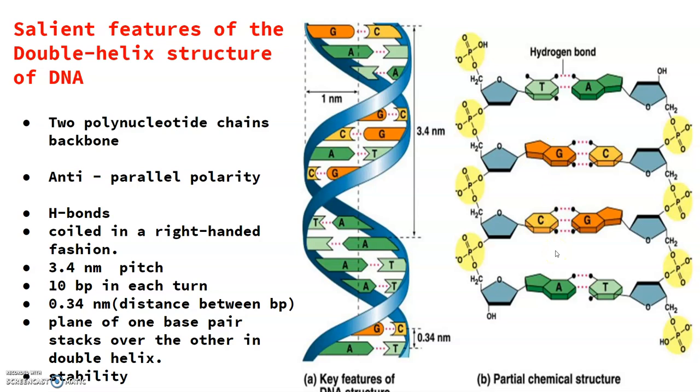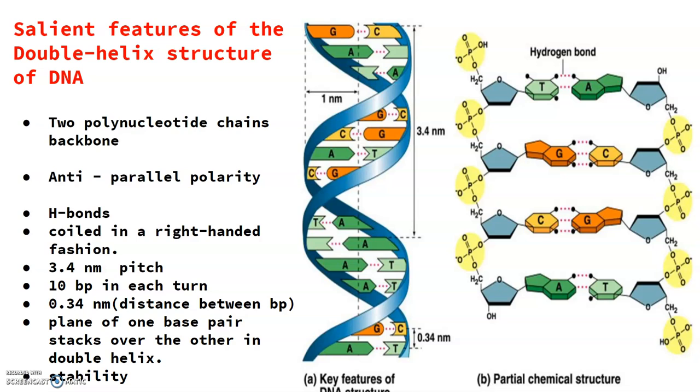Now the two chains are coiled in a right-handed fashion. So you can see here the coiling. The coiling is always in the right-handed fashion, and the pitch of the helix is 3.4 nanometer. A nanometer is 1 billionth of a meter, that is 10 to the power minus 9 meter. And there are roughly 10 base pairs in each turn.